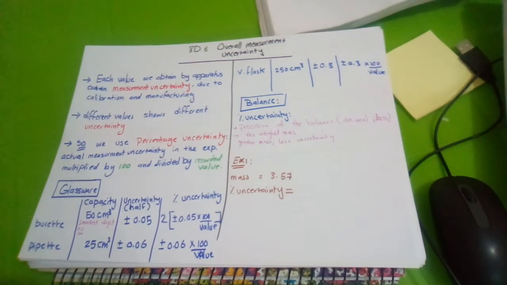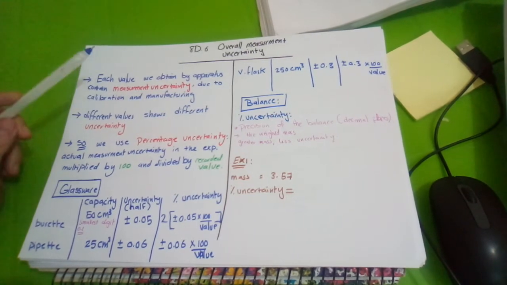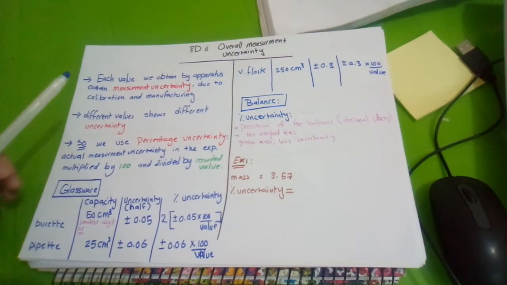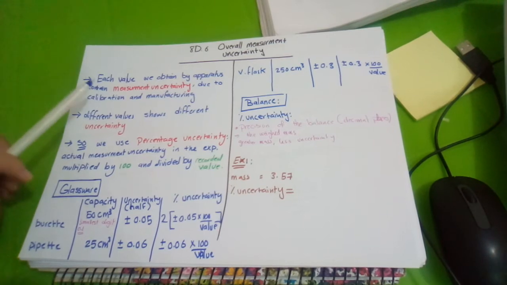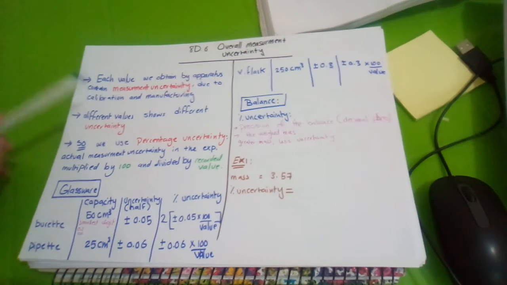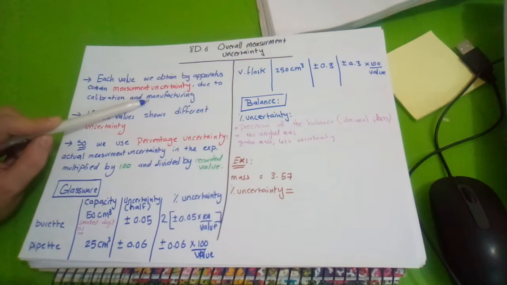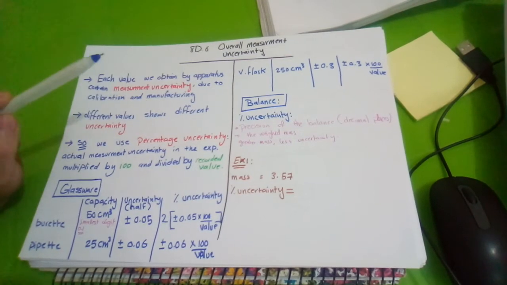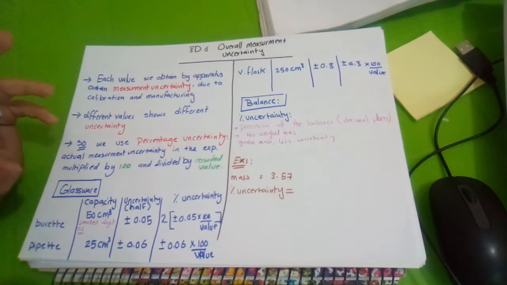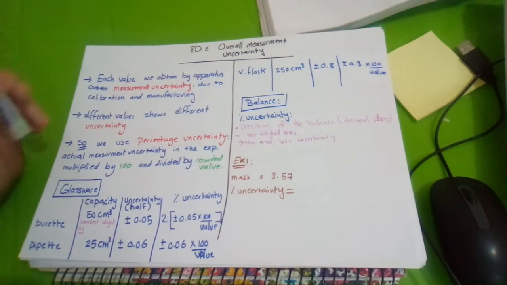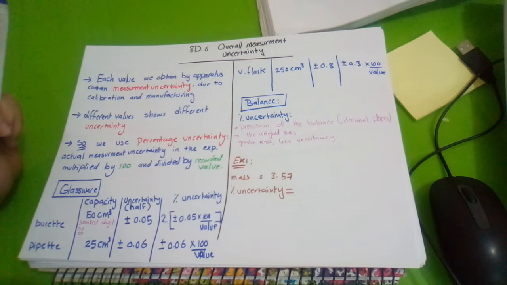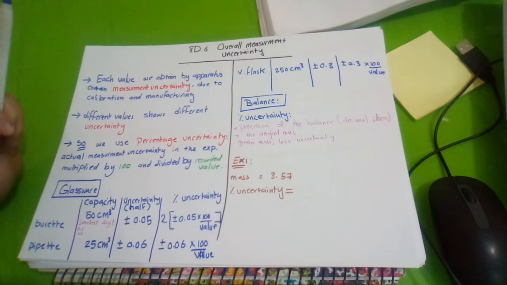When we use apparatus in the experiment, we will obtain a value. That value contains inside its amount uncertainty. It means a doubt in my value. This uncertainty comes from what? It comes from calibration and manufacturing of my apparatus. So this apparatus contains some error, and that error will give me uncertainty and a scale of uncertainty in my value.